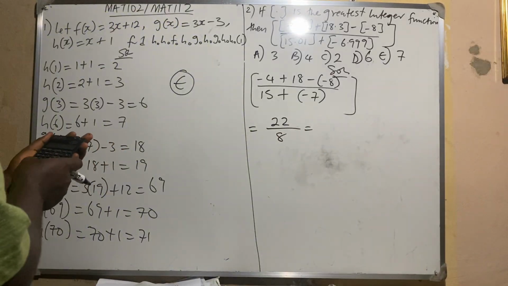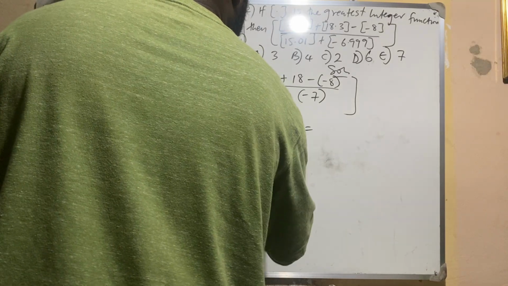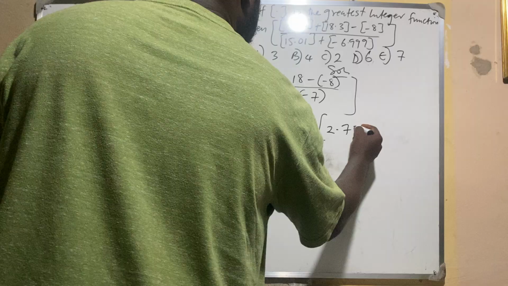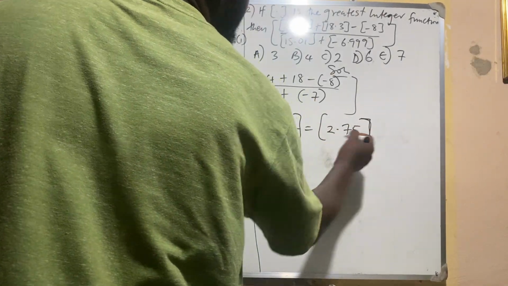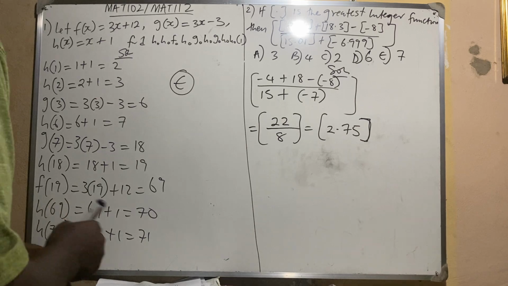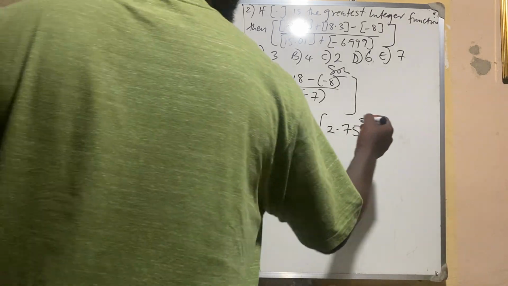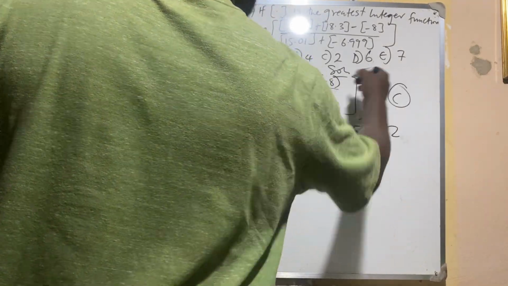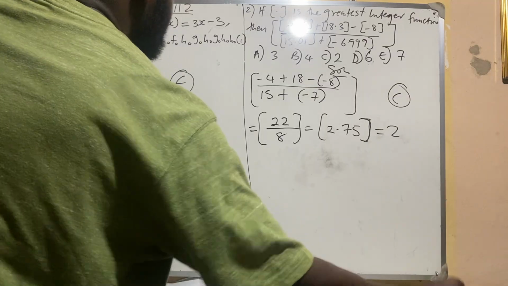If you divide 22 by 8, I'm going to have 2.75. Don't forget I still have the integer function here. 2.75 is in between 2 and 3, and the smaller one is 2. So my answer here is 2. Option C is correct. So let's go to the next question.